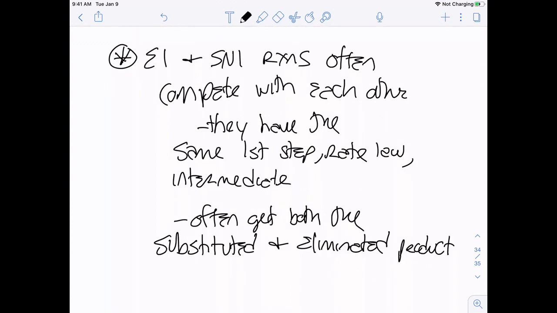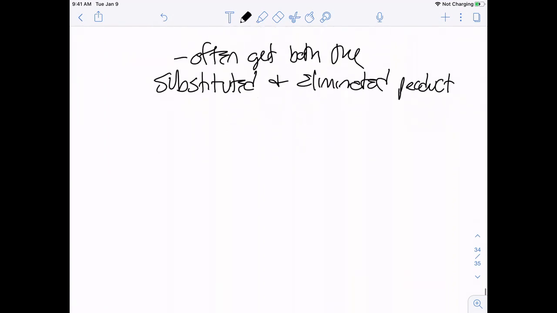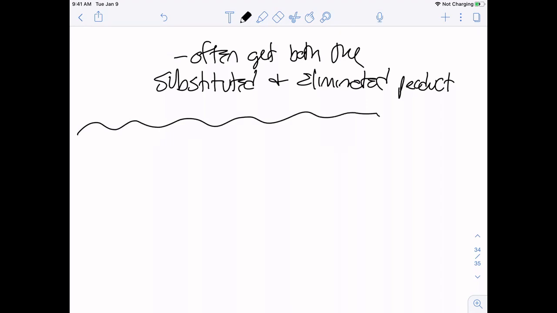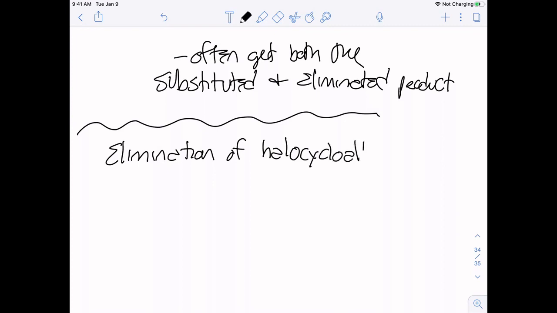So we will make a table where we compare and contrast E1 and E2 like we did with the SN1 and SN2 reactions. But I do want to talk about elimination of halocycloalkanes real quickly. These ones undergo a specific sort of geometry. So elimination of halo cycloalkanes, and specifically cyclohexanes, let's actually just write it that way. Elimination of halocyclohexanes.